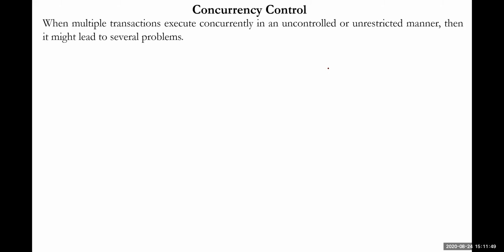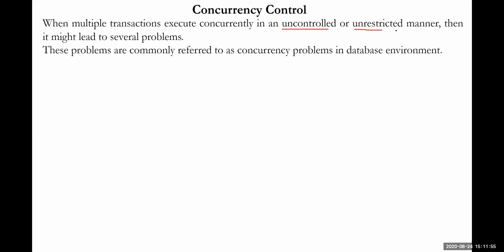And while several transactions are being executed, the so-called problems arise. What are the problems? Let us have a look. There might be an uncontrolled or unrestricted manner, so there might not be any control over the execution of a set of transactions. Then we have many problems. Out of those problems, the first and foremost is the temporary update or dirty read.